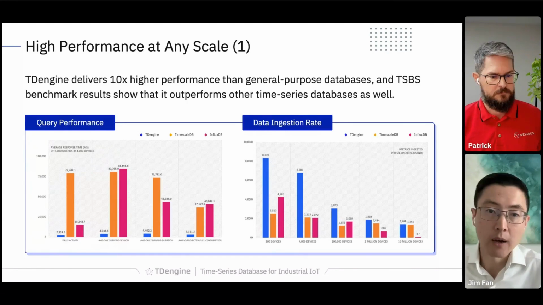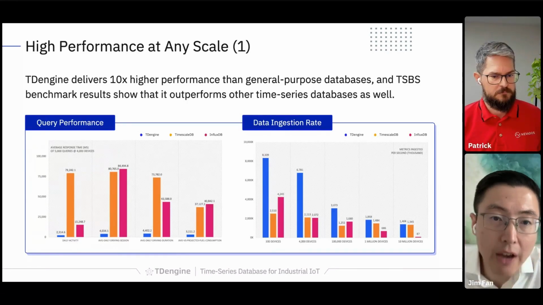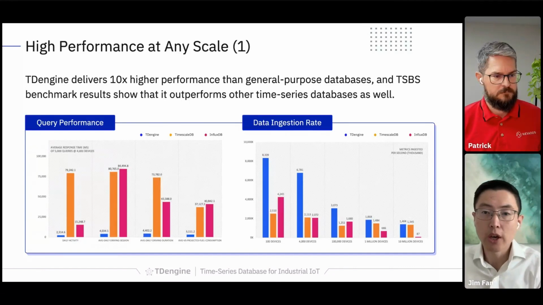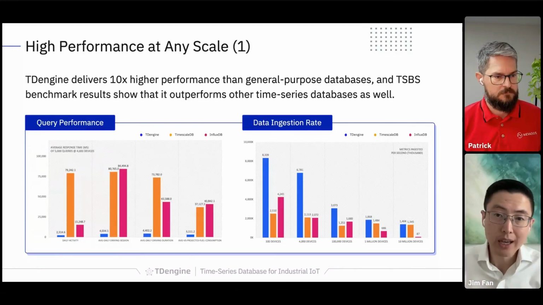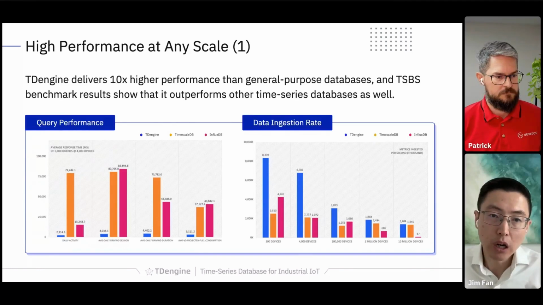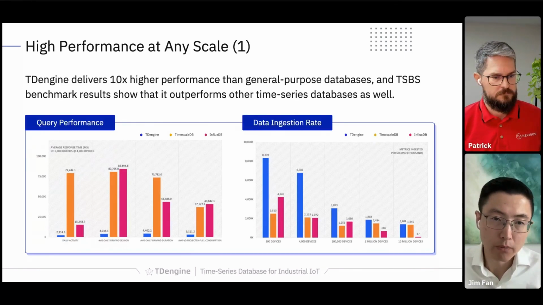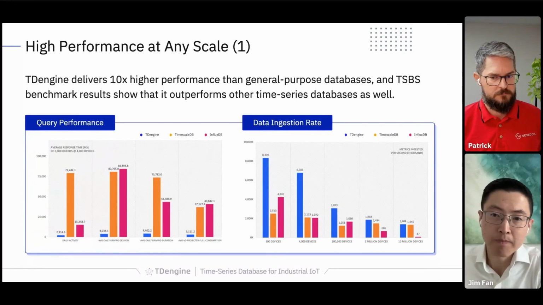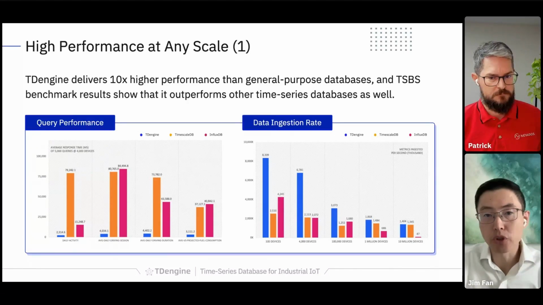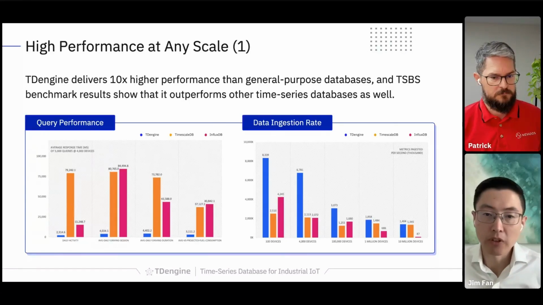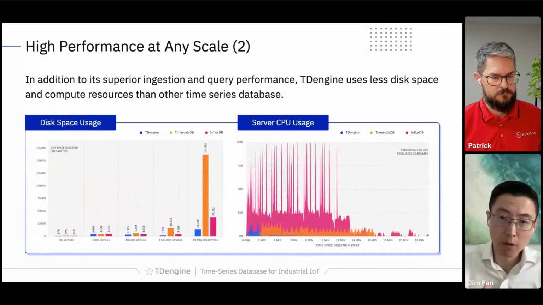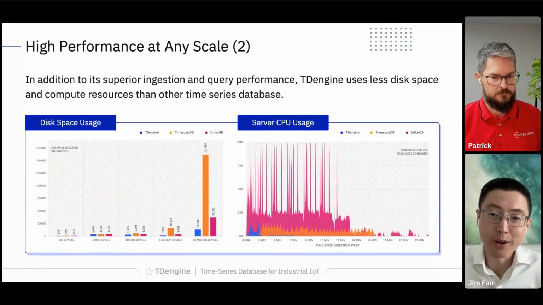And on the query side, this is, I believe, the average response time for 5,000 queries. So if you perform 5,000 queries, what is the average response time? The blue color here is TDengine, and the orange and red colors are two other major time series databases on the market. As you can see, our query time can be sometimes up to 30 times faster than other solutions on the market. And on the data ingestion side, we're also up to 10 times faster than some of the other solutions. And not only do we have higher performance, we also consume fewer resources.